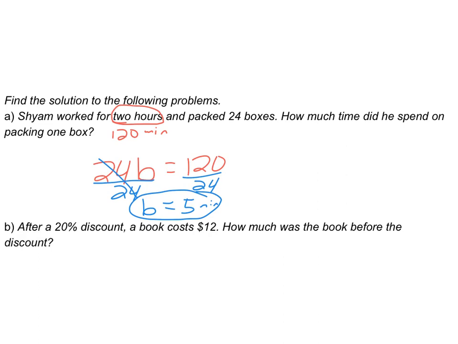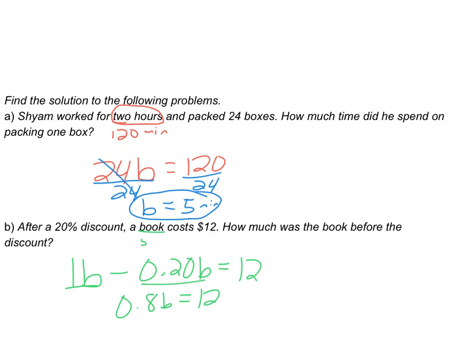For the next one, after a 20% discount, the book costs $12. Okay, so we're using a book, so I'm going to use the variable b. So if I take the price of the book minus 20% of the book, remember 20% is 0.20 times b, I get 12. So if I have 1b minus 0.2b, I can subtract those away, leaving me with 0.8b.